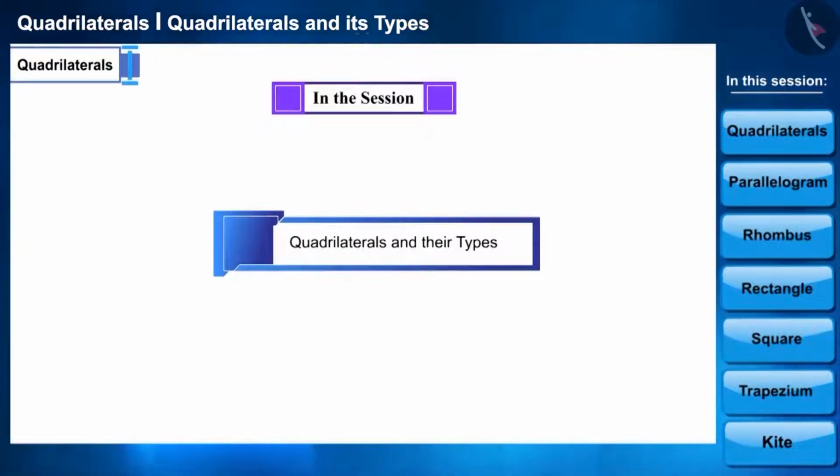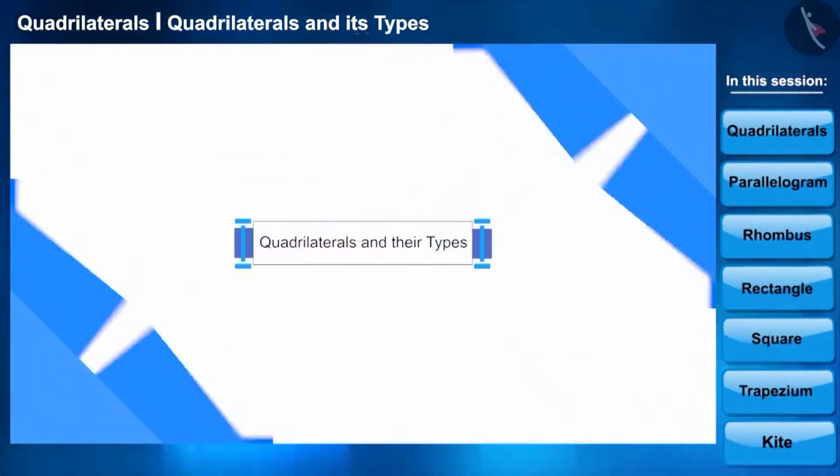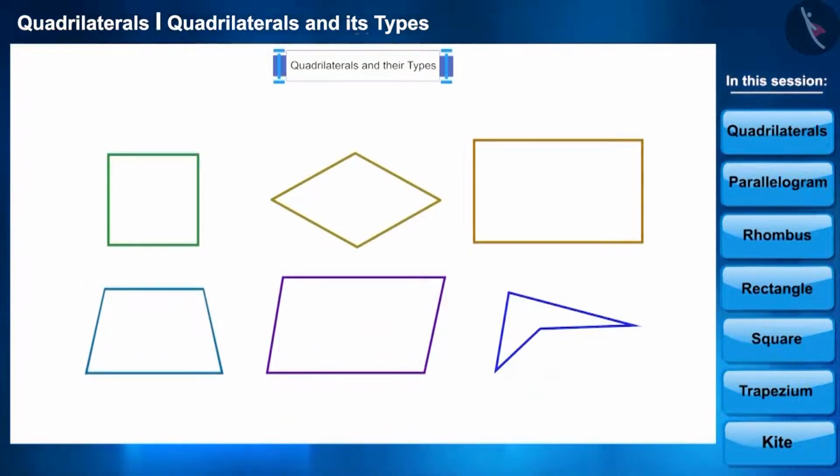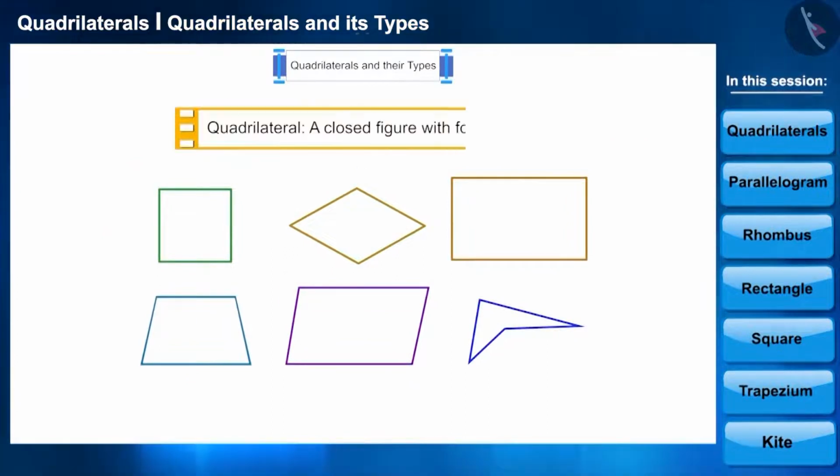Today we will learn about quadrilaterals and their types. Do you see any similarities between these figures? Yes, you can see that all these figures have four sides. In the previous year, we have learned that such shapes are called quadrilaterals.